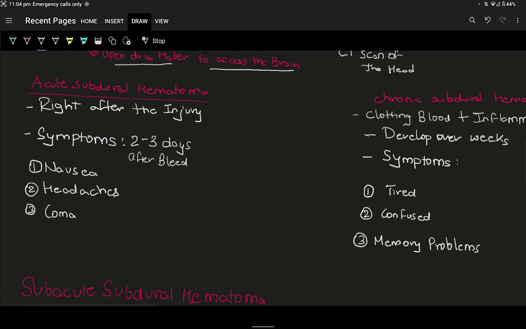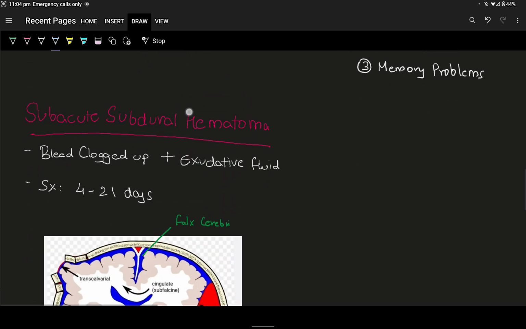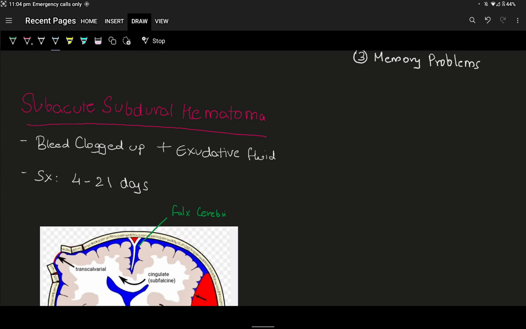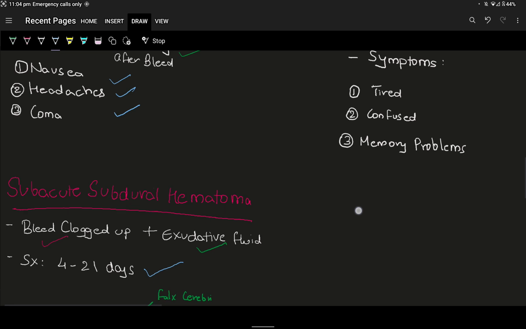So we have acute subdural hematoma. Acute subdural hematoma is usually right after the injury. The symptoms can be present for 2 to 3 days after the bleed. There can be symptoms like nausea, headache, and coma. Then we have subacute subdural hematoma, in which the bleed is clogged up and there is presence of exudative fluid. The symptoms usually last for 4 to 21 days.